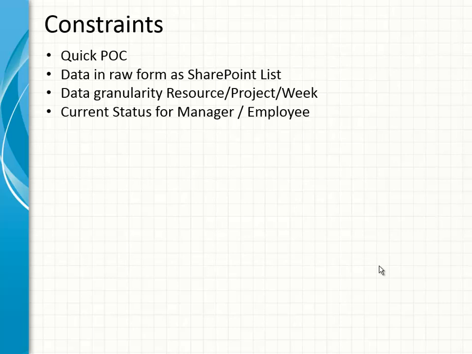The SharePoint list would not show the current status of the manager or the employee, whether they are still active, or whether they have left the organization. It would not be obvious from the raw data. These were the data constraints.